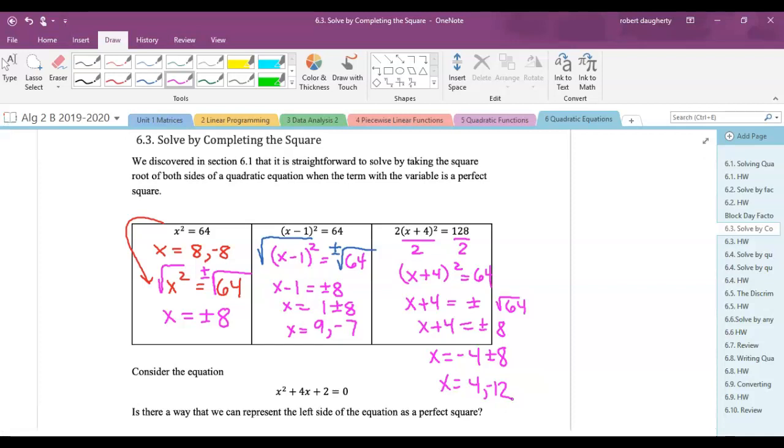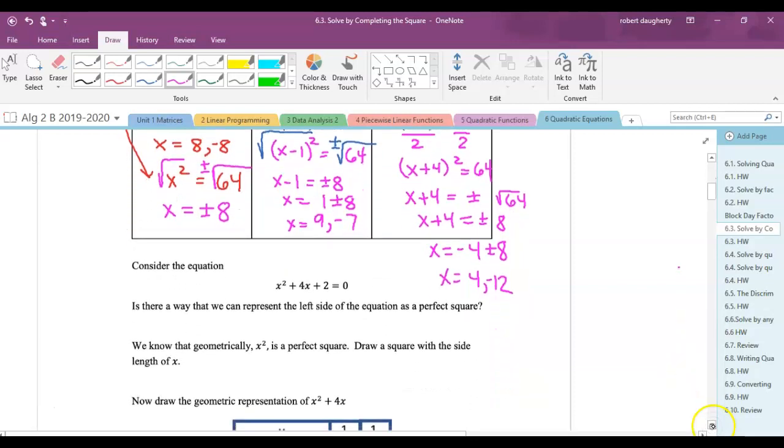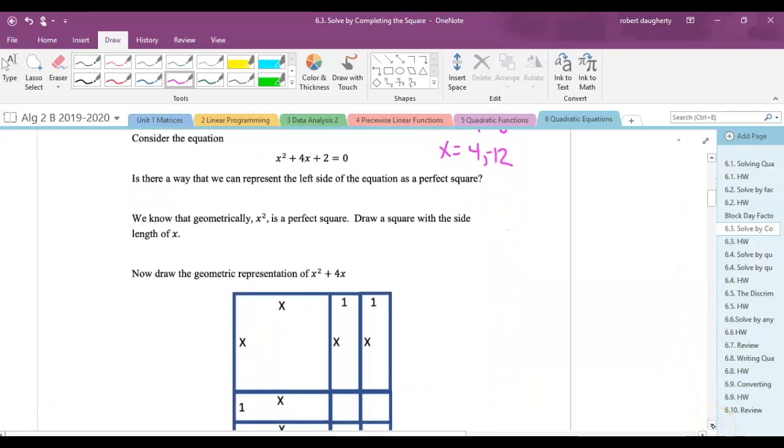Okay? So if I take the square root of this side, it is what we call a perfect square. It is x squared. This side is a perfect square. It's x minus 1 squared. When I divide by 2, this becomes a perfect square, x plus 4 squared. So if I can get a perfect square on one side of my equation, it's pretty easy to solve the equation. Okay, it's easier than factoring and easier maybe than the quadratic formula.